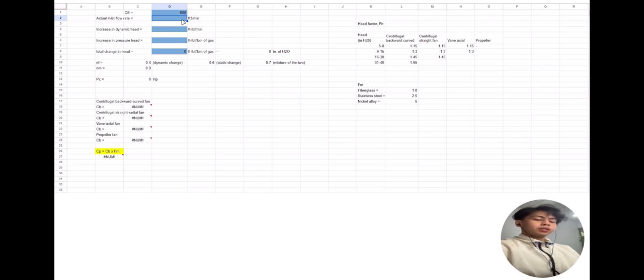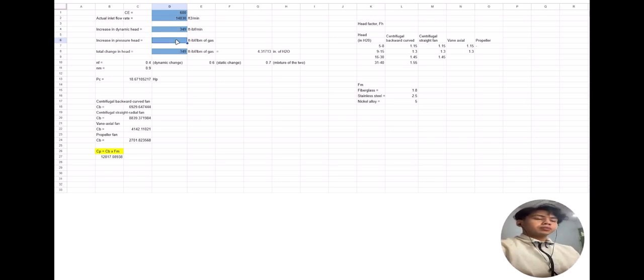And then we need the actual inlet flow rate, which in the example given is 12,000 SCFM, and then we convert it into cubic feet per minute. We got 14,830. And then we calculate the increase in dynamic head using the formula V squared over 2gc, where V is the velocity of air in the duct, given as 150 feet per second. So we got 349 pound force per minute.